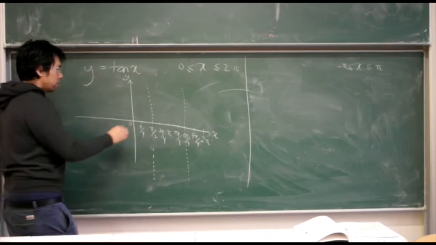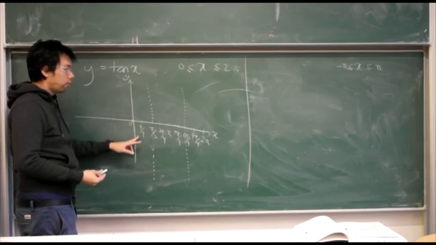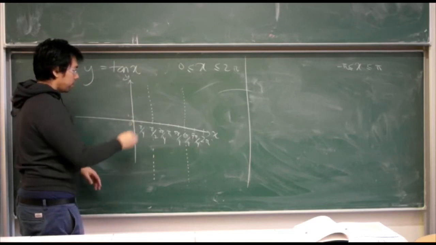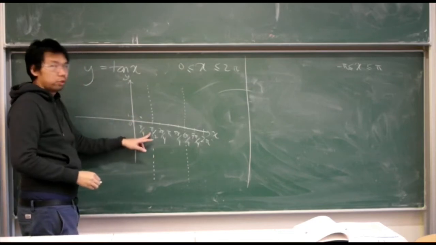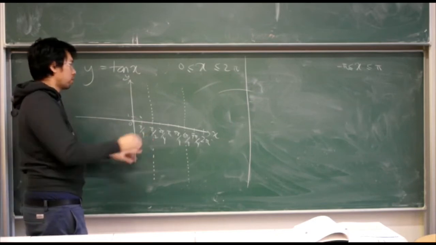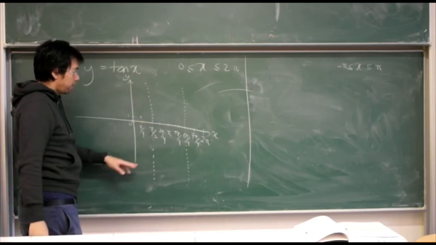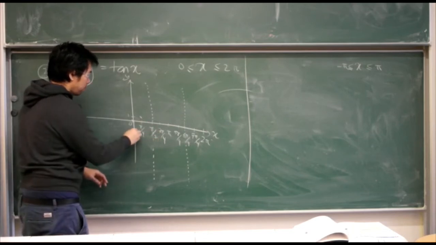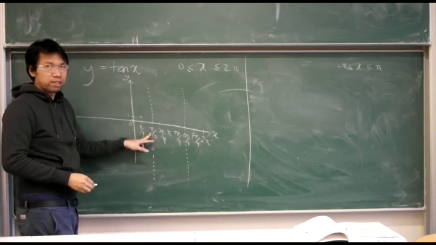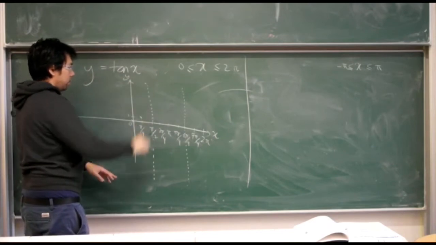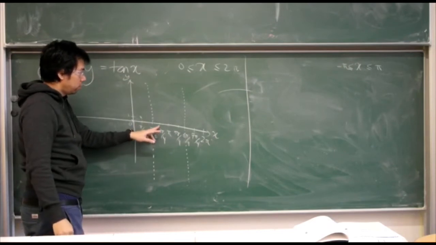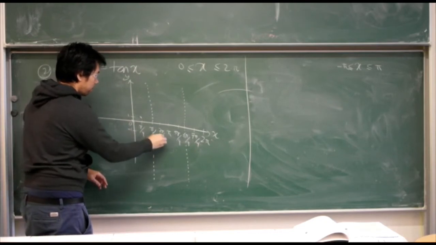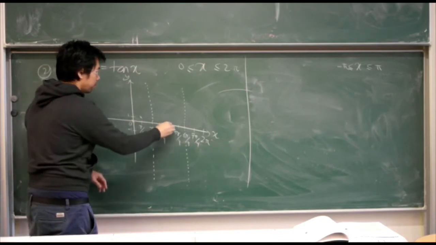Tangent 0 is 0. Tangent pi over 4 is the same as tangent 45 degrees, it's 1. It's 1 here. Okay? And tangent pi over 2, we know it's positive infinity, so somewhere around here. And tangent 3 over 4 pi is negative 1. So negative 1 here. Tangent pi is 0.